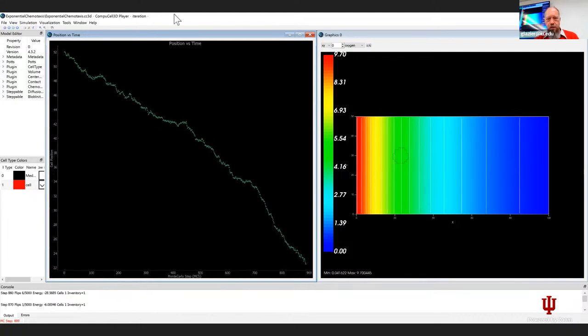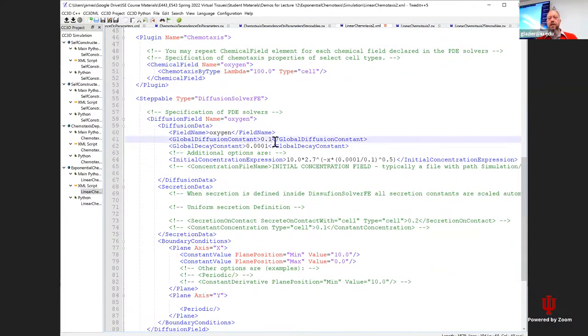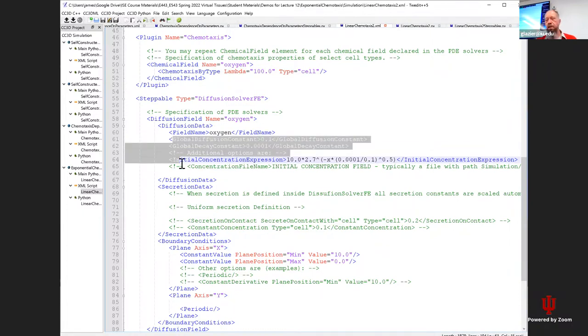Let me come back to the code so people can look at that together. Again, in the diffusion solver, the only things you're changing from the linear diffusion are we're creating a global diffusion constant, 0.1, and a global decay constant here of 1/10,000. Initial concentration, I can calculate by hand what the final one is. It's 10, the maximum value, times e, 2.7 is an approximation to e. Unfortunately, XML doesn't know e as a symbol, as far as I know. Times the position, times the square root of the decay constant divided by the diffusion constant. So the only things I'm changing are these three lines here in that linear diffusion example.